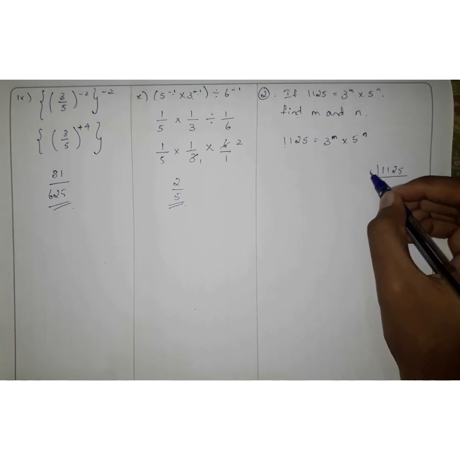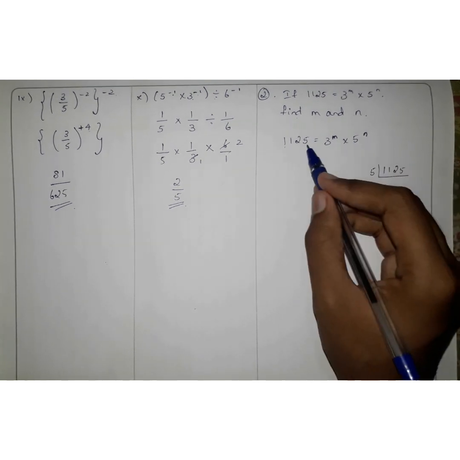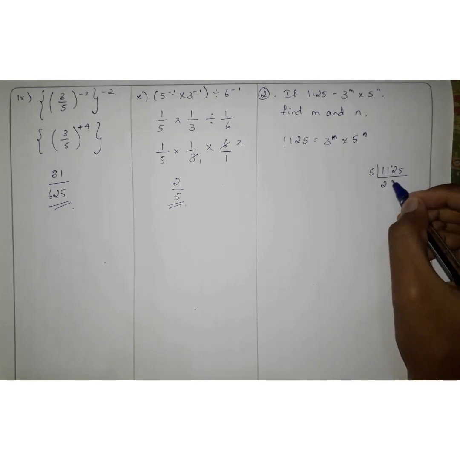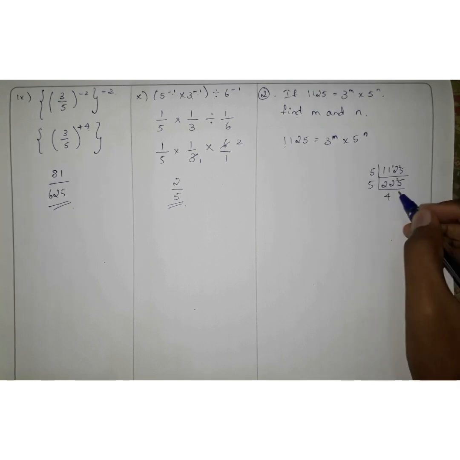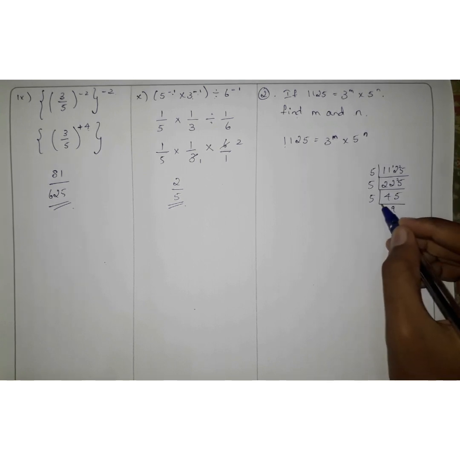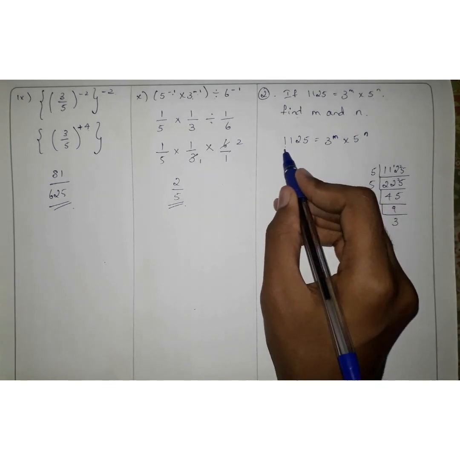So first we'll divide this only with 5 and 3 so that we'll get the same base and we can equate the powers. So 5 2s are 10, 1 remainder, again 5 2s are 10, 2 remainder, 5 5s are 25. Now again 5 4s are 20, 2 remainder, 5 5s are 25. Again 5 9s are 45. Again 3 3s are 9. Done. What we are going to do is we are going to split it.